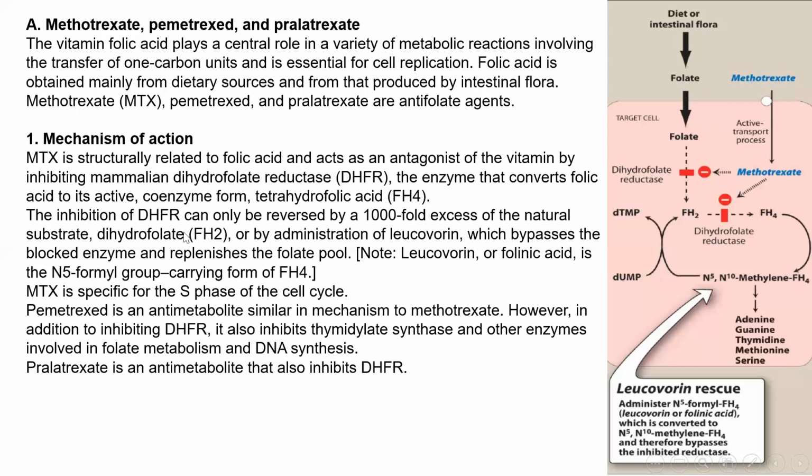This is for the MTX. Pemetrexate also has a mechanism similar to methotrexate, but it also inhibits other enzymes in addition to dihydrofolate reductase. It also inhibits thymidylate synthase and other enzymes that are important for folate metabolism and DNA synthesis. While pralatrexate is very similar to methotrexate.